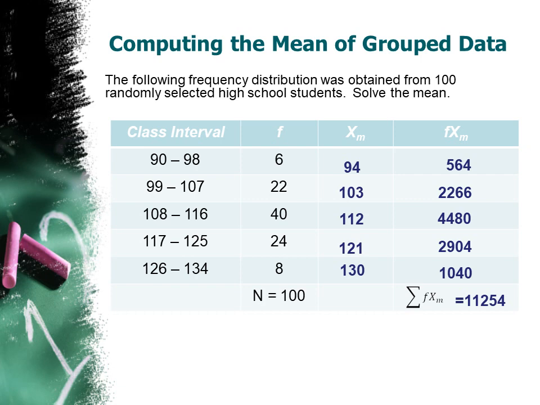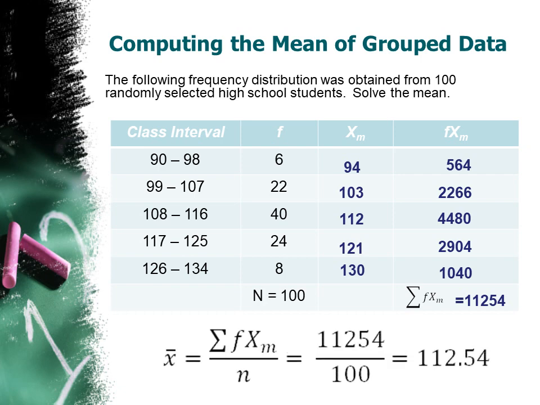So we already have the data for the numerator, and the denominator is 6, 22, 40, 24, and 8. That's 100. So divide 11,254 by 100. So it means that the mean is 112.54. That is the mean of this particular data set.